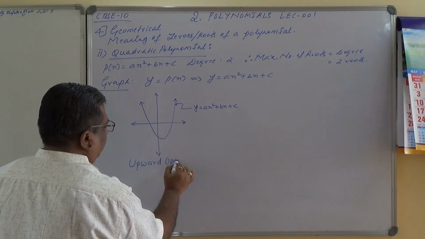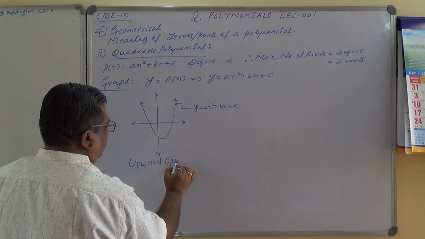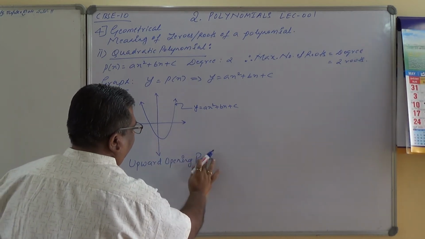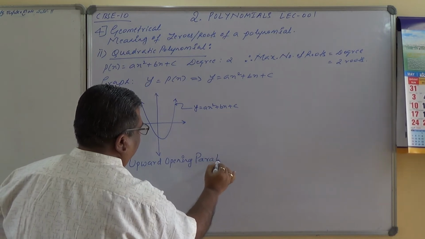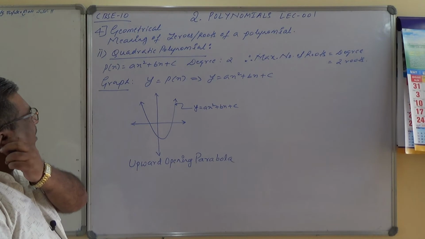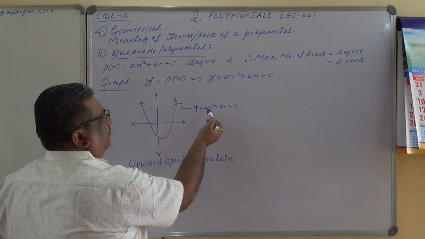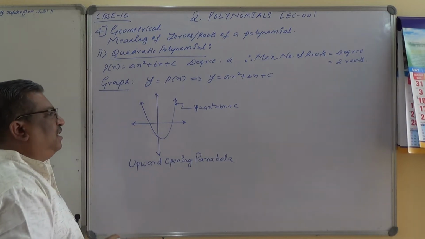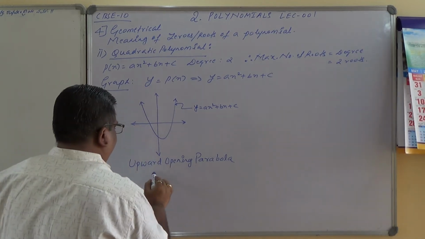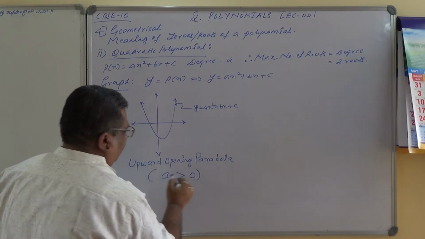Upward, P-A-R-A-B-O-L-A. Upward opening parabola. When do you get this upward opening parabola? See, if the coefficient of x square is greater than 0, then you get an upward opening parabola. Therefore, I will write the condition here: this is possible only when a is greater than 0.